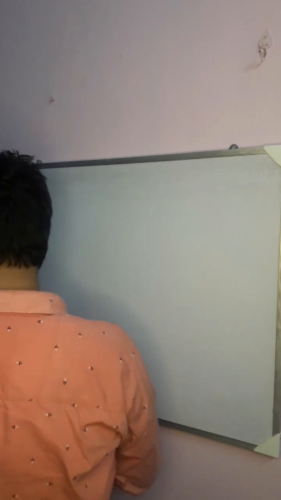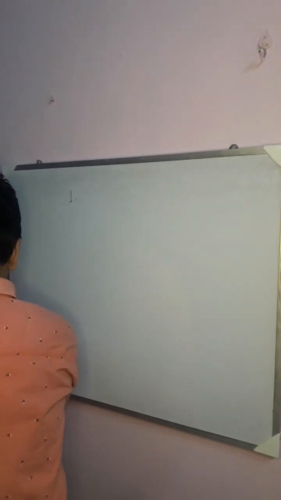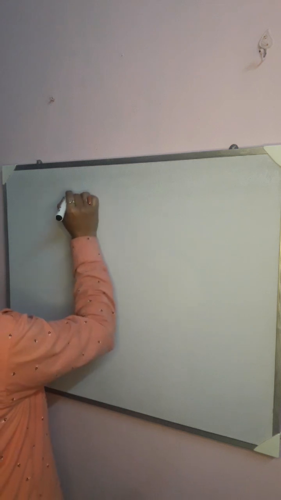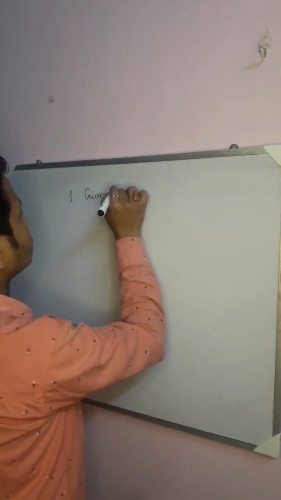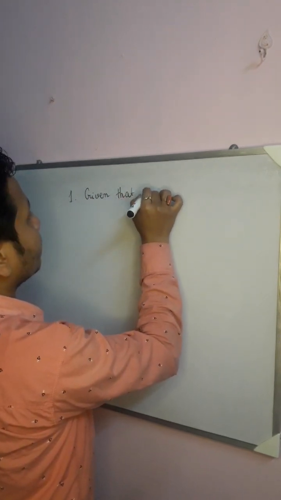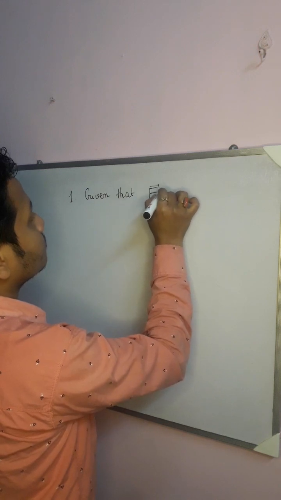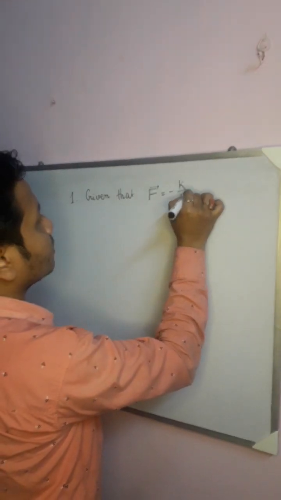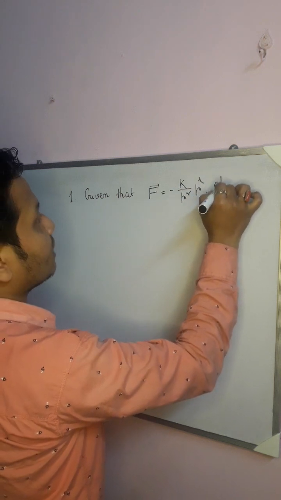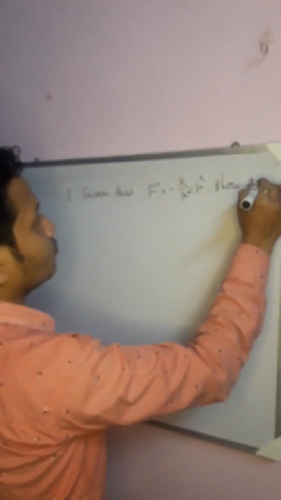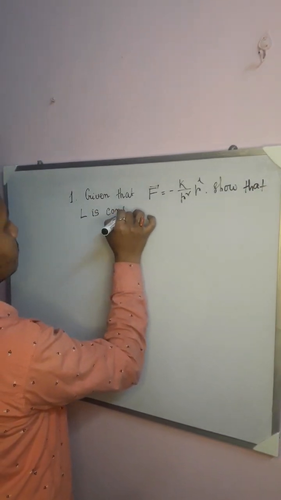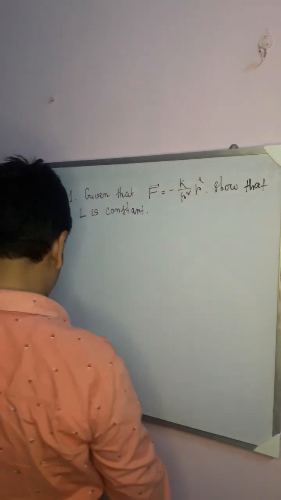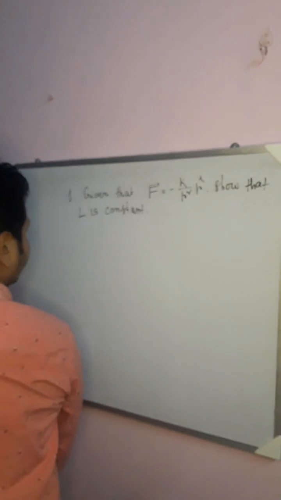So our first numerical problem of today's lecture is problem number 1. Given that F equals minus k by r square r cap, show that angular momentum is constant. We have to show that L is constant.